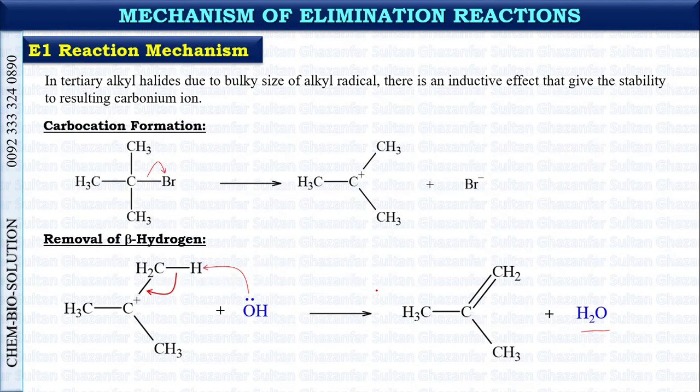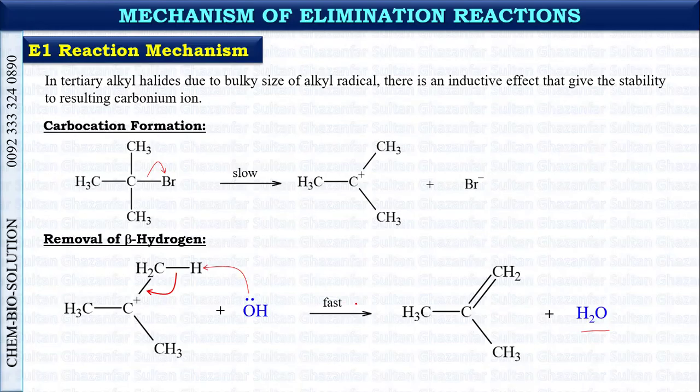So this is the mechanism of E1, or the unimolecular elimination reaction. This step is the slow step, and it is the rate determining step. Always remember that if a reaction comprises multiple steps, then the slowest step is considered the rate determining step. And in this rate determining step, only one molecule, that is alkyl halide, is present. That's why it is a unimolecular reaction. That's why it is called E1 reaction.